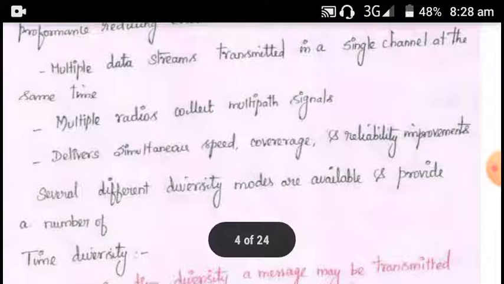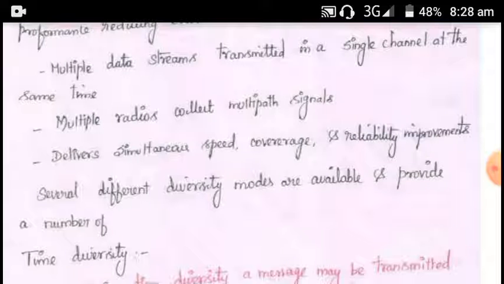So the operation is multiple data streams transmitted in a single channel at the same time. So the multiple radios collect these multiple signals, then deliver simultaneous speed, coverage, and reliability improvement. Okay, so several different diversity modes are available and provide a number of diversity.